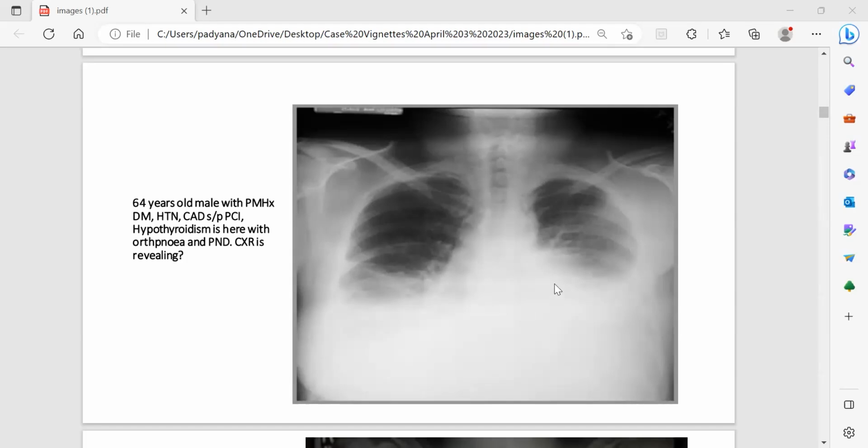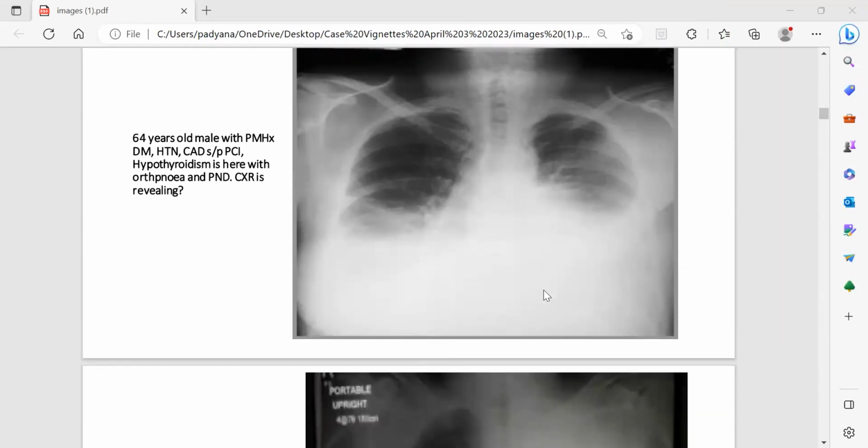Bilateral pleural effusion. Okay. Yeah, there are other things also. If you see pericardial congestion along with bilateral pleural effusion, cephalization of veins also you can see. Pulmonary hypertension. Sure.